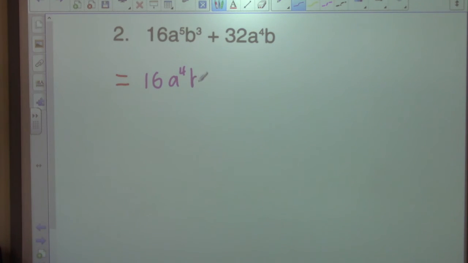B. And so now we've factored out, so this looks to be our greatest common factor between those two terms.